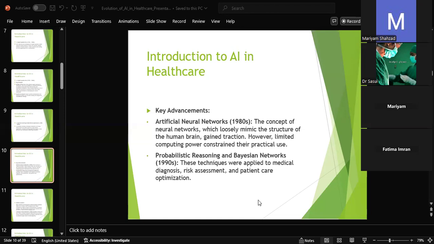I was saying that about probabilistic reasoning, you have to just search about it, but about Bayesian networks, you have to find an example that is related to medical diagnosis, risk assessment, or patient care optimization, something related to healthcare. You have to solve that example. It can be numerical, or it can be a general problem. We'll discuss this in the next class.